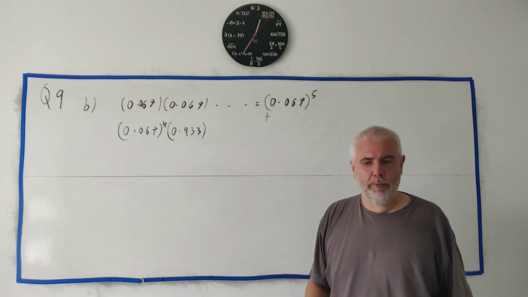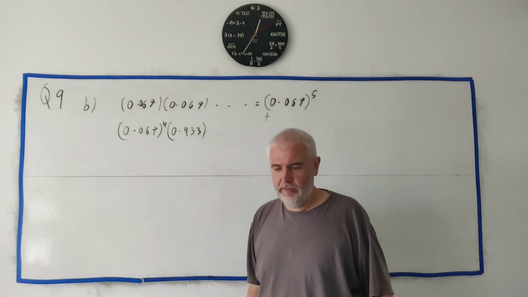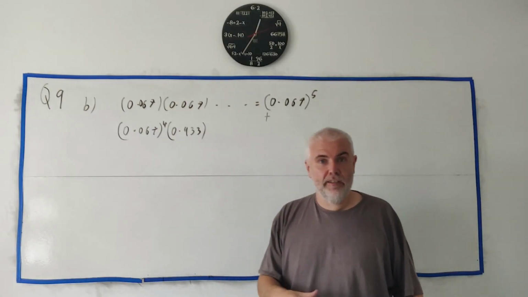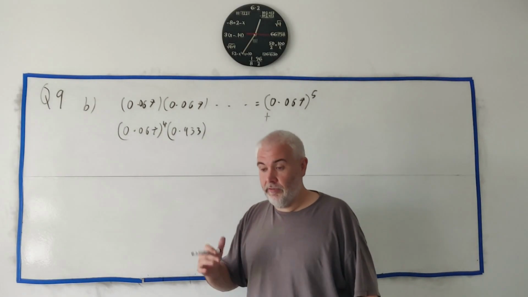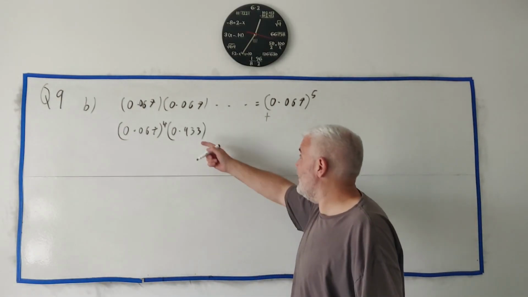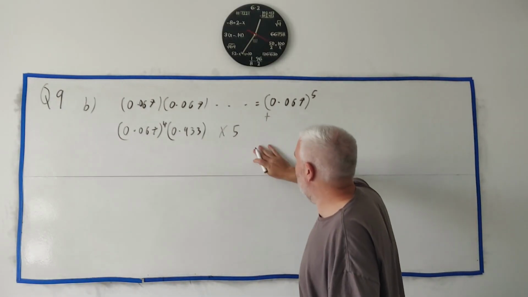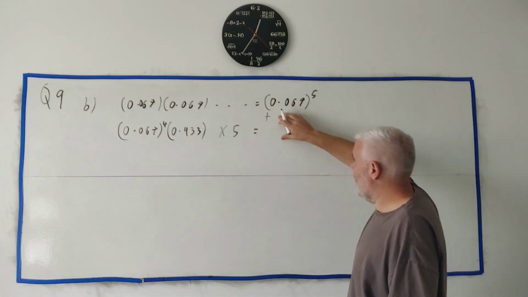The first 4 people could be positive and the last person negative. Or maybe the first person is negative, last 4 positive. Maybe the second person negative, or the third person, or the fourth person. There's 5 different ways this can happen. So I have to multiply that by 5, and I get whatever I get here.